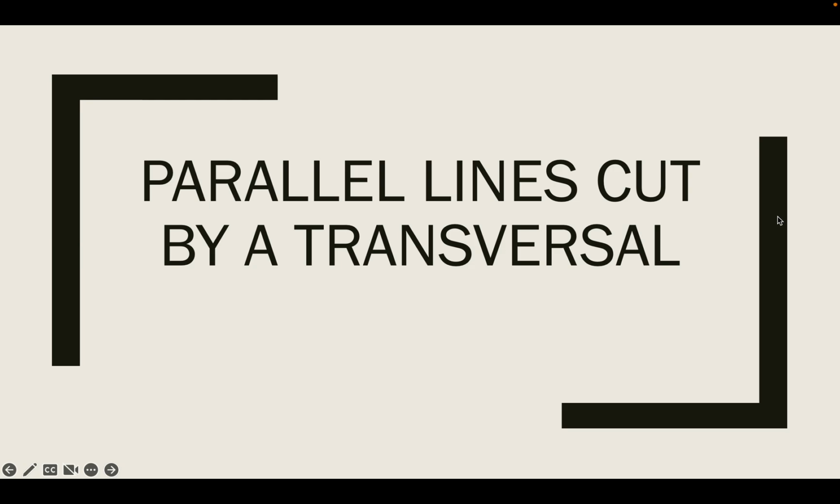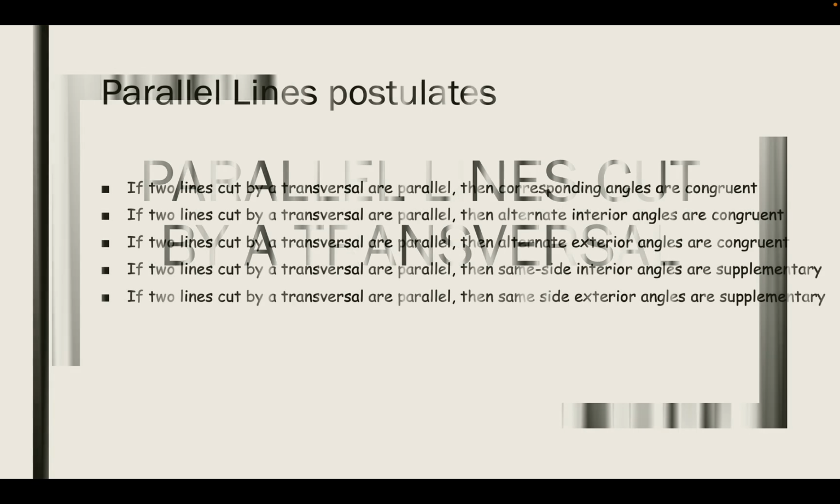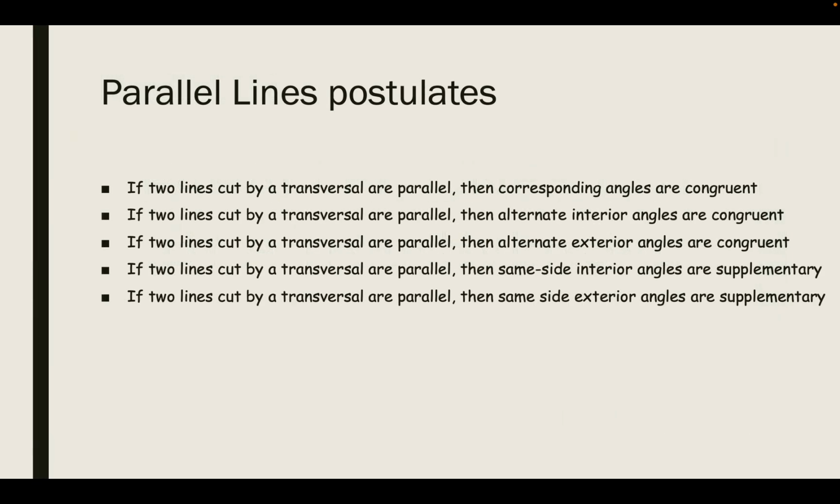Lesson where we're going to talk about parallel lines that are cut by a transversal. You've already written your 5 parallel postulates. You'll notice that the condition, if 2 lines cut by a transversal are parallel, is the same for all 5 sentences. What's different is the conclusion. We know that if 2 lines cut by a transversal are parallel, then corresponding angles are congruent.